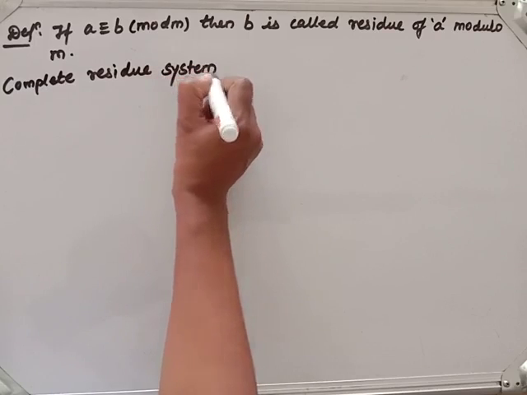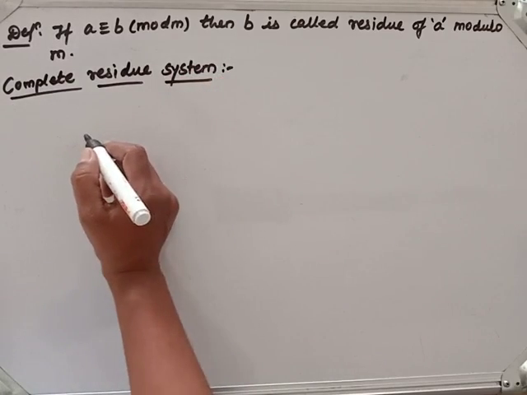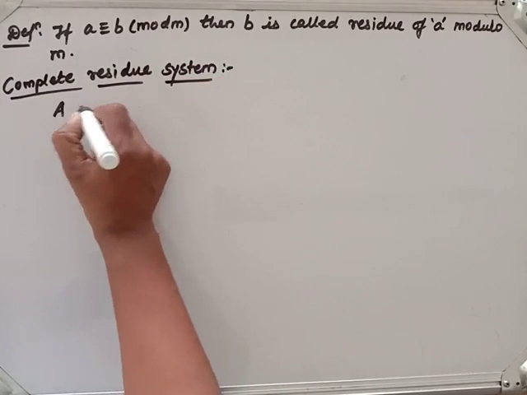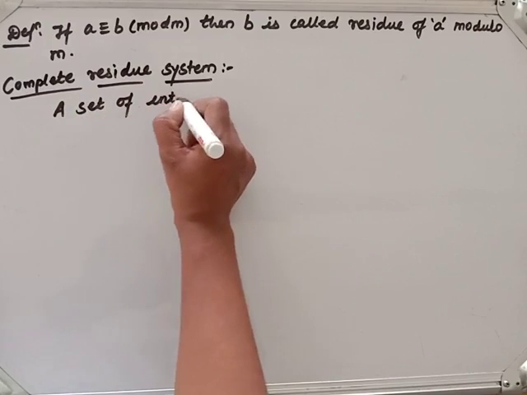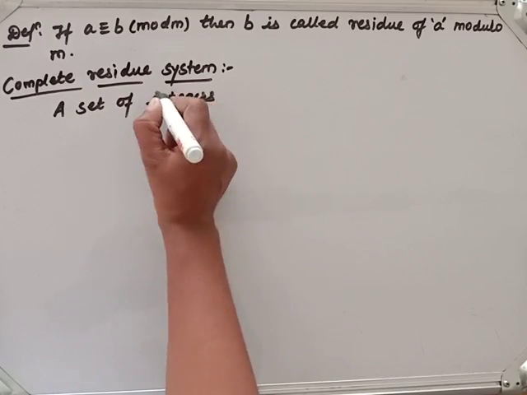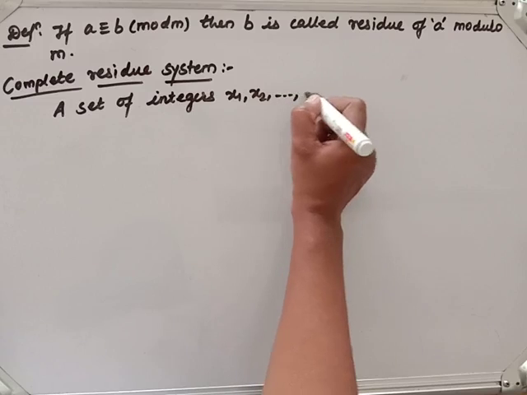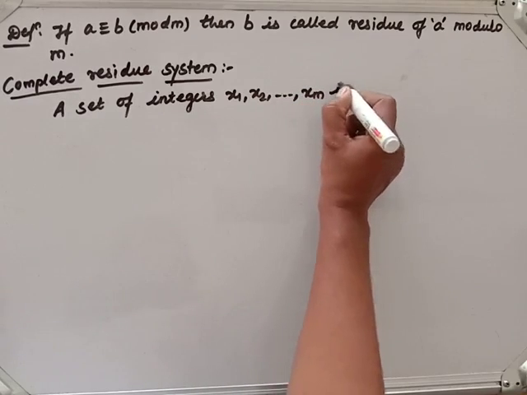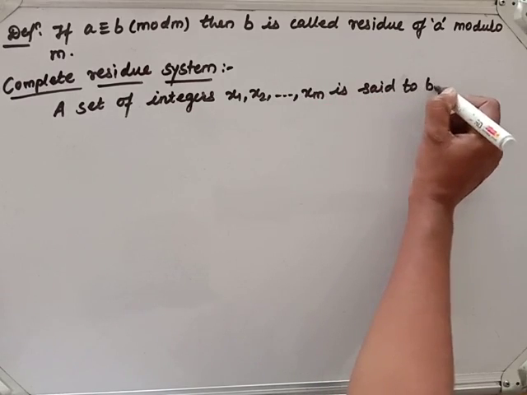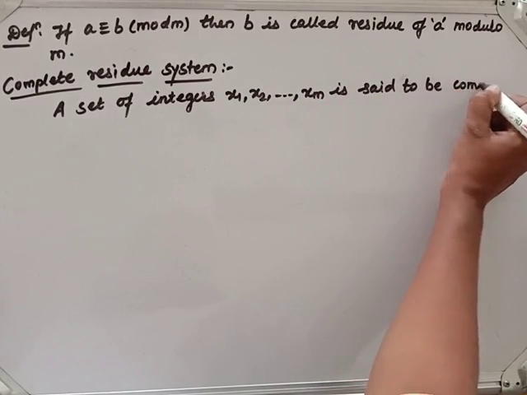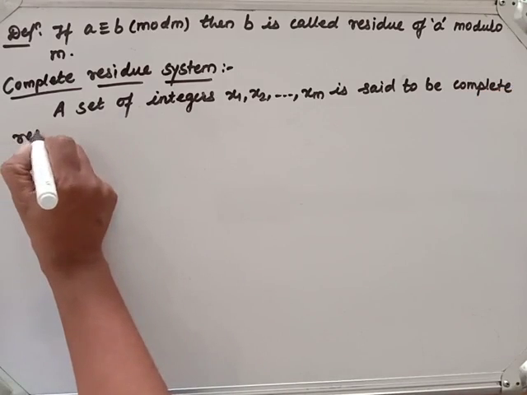And another one is what? The reduced residue system. Let us see the definition of this. What are these? Now, a set of integers x1, x2, so on up to xn is said to be complete residue system.